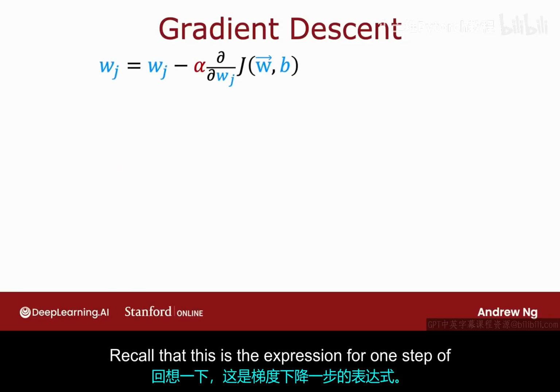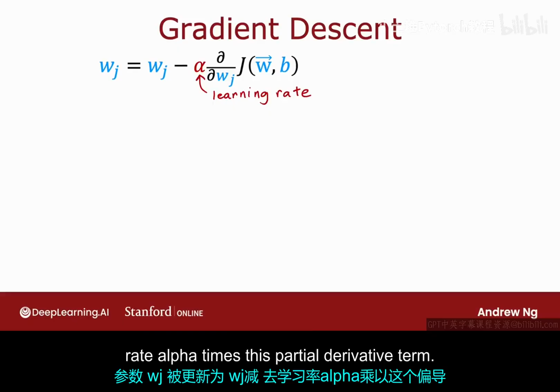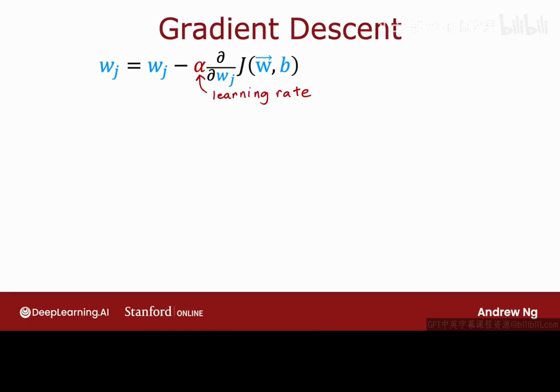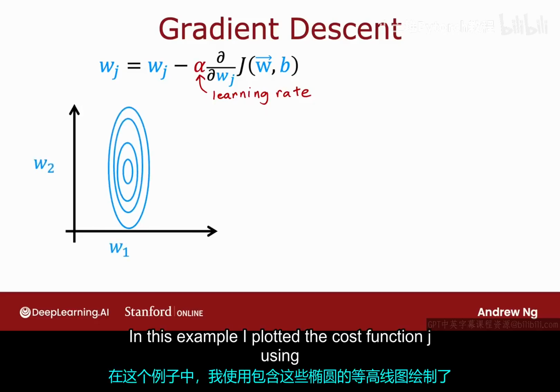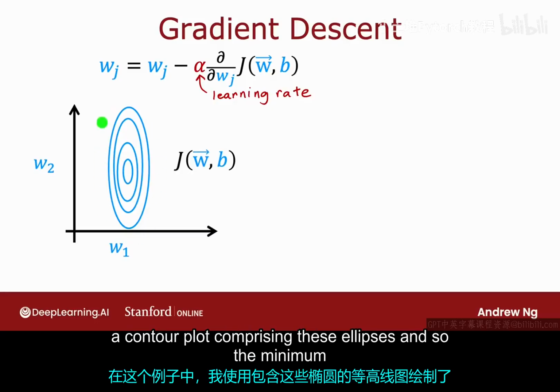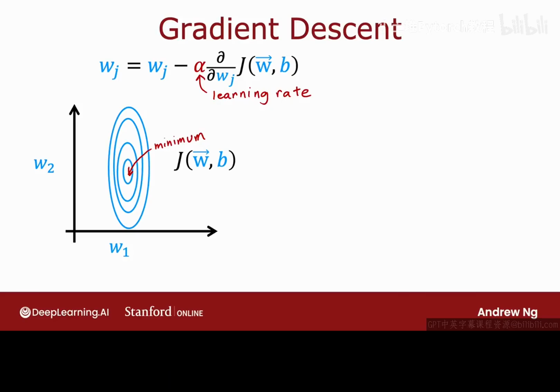Recall that this is the expression for one step of gradient descent. A parameter wj is updated as wj minus the learning rate alpha times this partial derivative term. How can we make this work even better? In this example, I plotted the cost function J using a contour plot comprising these ellipses. And so the minimum of this cost function is at the center of these ellipses down here.